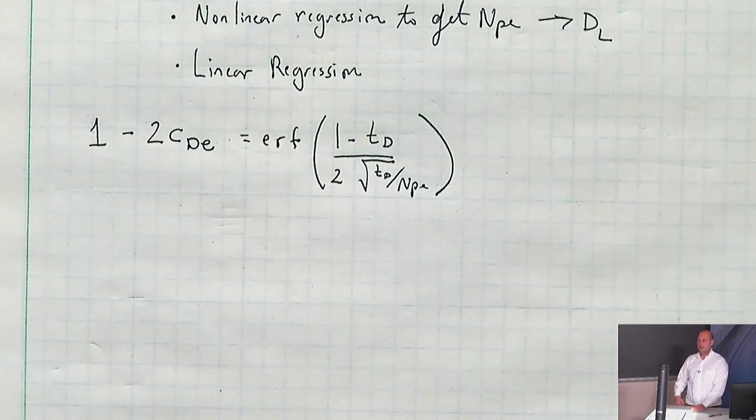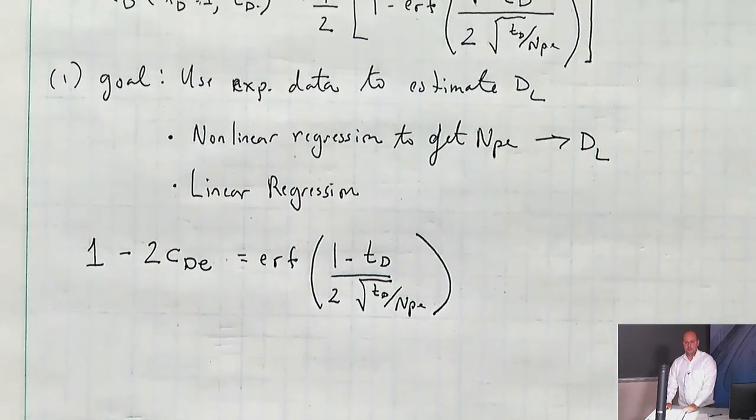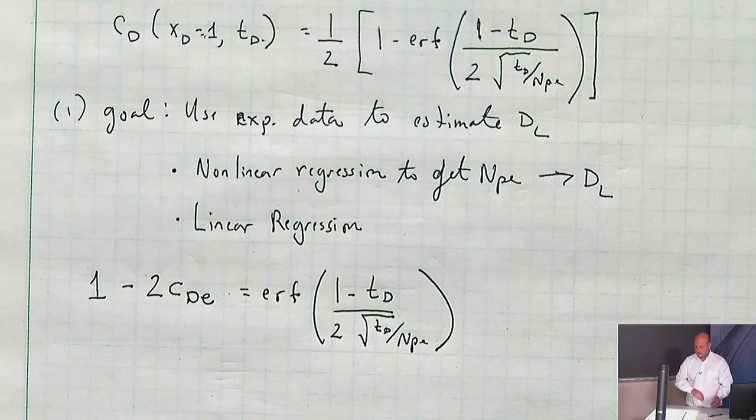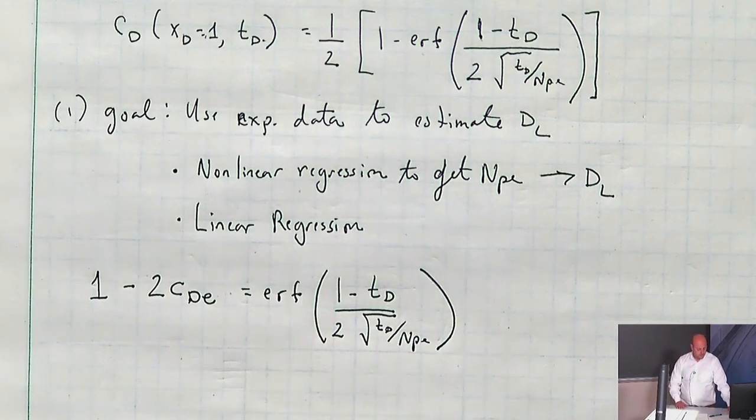Everybody see how I did that? I just did a little bit of algebra, moved some things around. So multiply both sides by 2, and then move the 2 CD over to the right, move the error function over to the left, and then equated them, so you get that. So we got this error function.